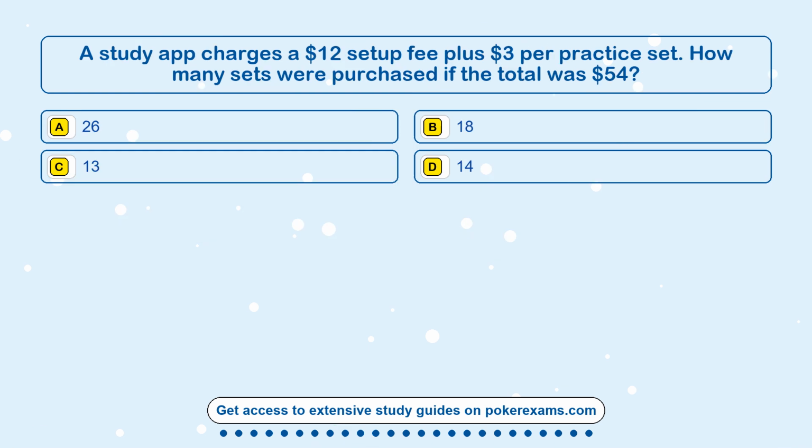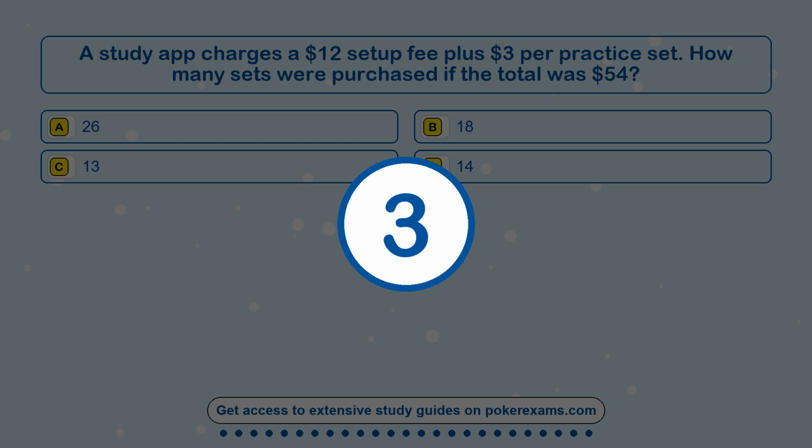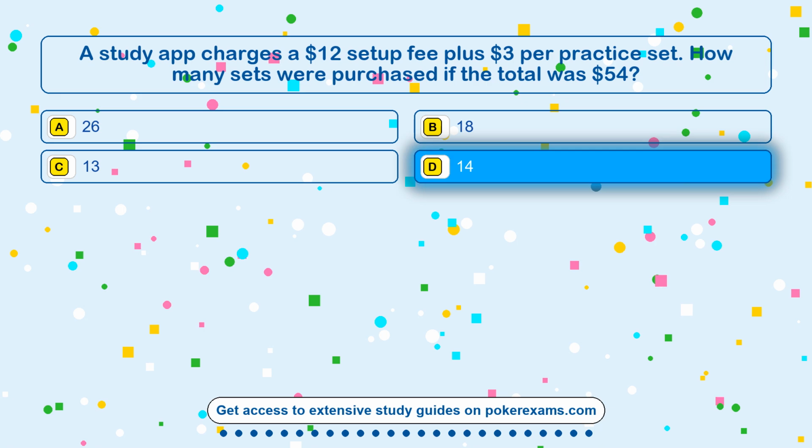Question 18. A study app charges a $12 setup fee plus $3 per practice set. How many sets were purchased if the total was $54? Option A 26. Option B 18. Option C 13. Option D 14. The correct answer is option D, 14.